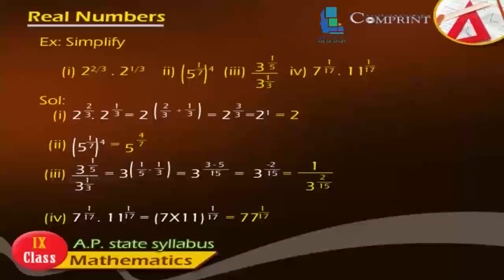Third one, 3^(1/5) / 3^(1/3) = 3^(1/5 − 1/3) = 3^((3−5)/15) = 3^(−2/15) = 1/3^(2/15). Fourth one, 7^(1/17) · 11^(1/17) = (7 · 11)^(1/17) = 77^(1/17).